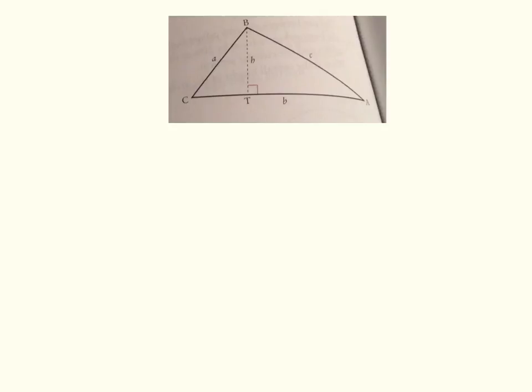In this video, we're going to look at the area of a triangle formula. To find the area of a triangle, we have to do a half times the base times the height. A half times the base times the height.